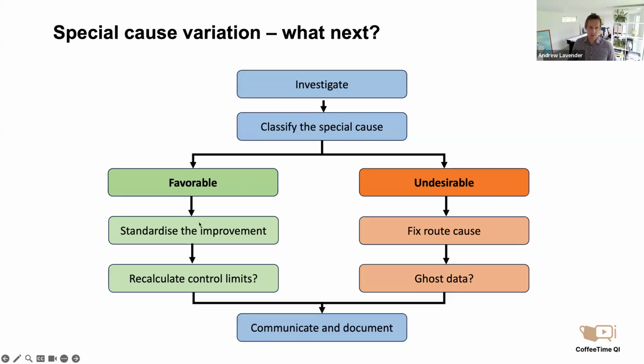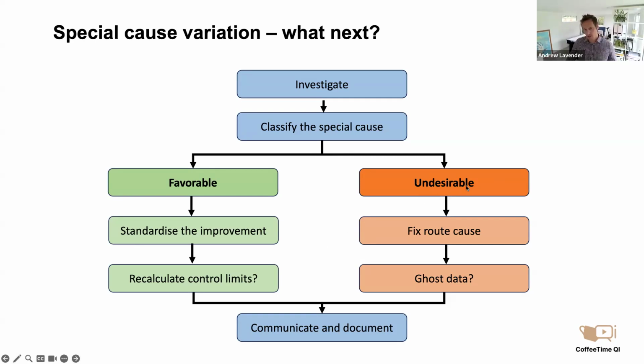If it's favourable, is there something in this improvement that we can standardise? Is there a new process that we can put in place, or spread somewhere else, so we can standardise that improvement? We also may want to look at recalculating control limits and the mean, the centre line. For example, if we had a shift, that might be something you look at doing.